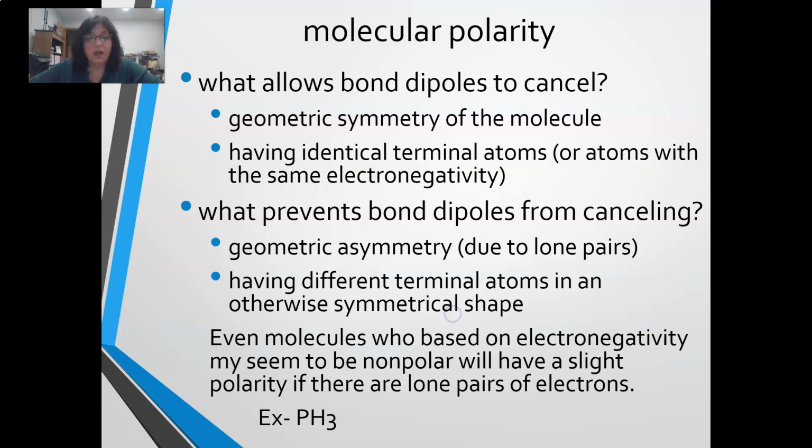So something like PH3. Phosphorus and hydrogen have the same electronegativity, 2.1. But because phosphorus has a lone pair of electrons, this actually is an asymmetrical molecule, and it winds up being a little bit polar. Electron density is a little bit greater at the lone pair than it is on the hydrogens. So PH3, bond-wise, electronegativity-wise, you would predict to be nonpolar. For all intents and purposes, it's going to behave nonpolar, but it is actually slightly polar. So something to remember for AP: pairs of electrons, lone pairs, are going to probably cause asymmetry, which means you will then have a polar molecule.